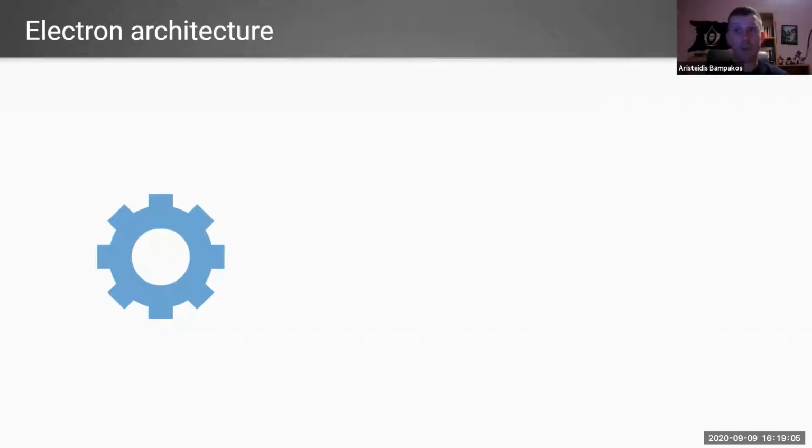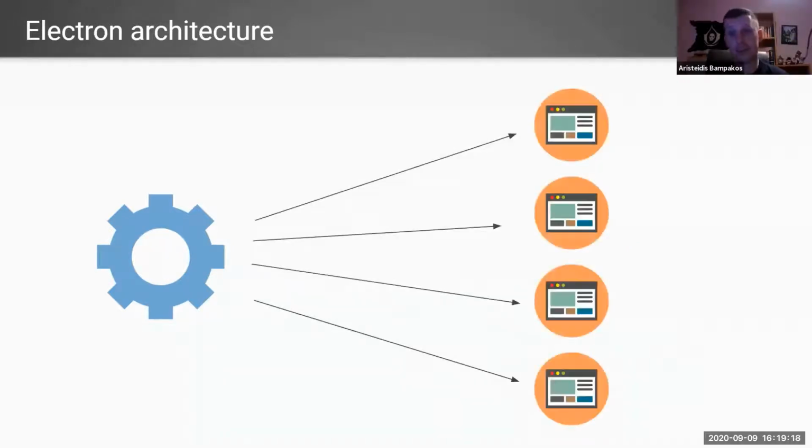Electron follows the Chromium multiprocess architecture. So in an Electron application, you will only see one main process. On the contrary, this main process can communicate with different renderer processes. Each renderer process operates in complete isolation. If we want to communicate from one renderer to another, we would go through the main process. There is a way to communicate directly from one renderer to the other, but this is discouraged. We should only go through the main process.